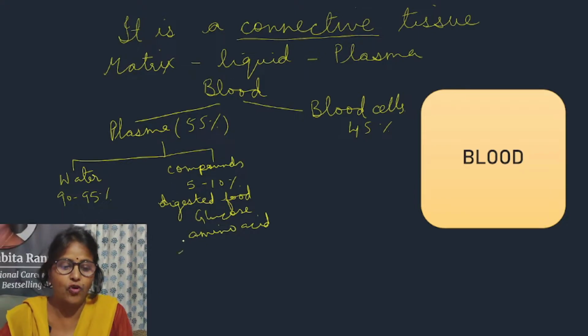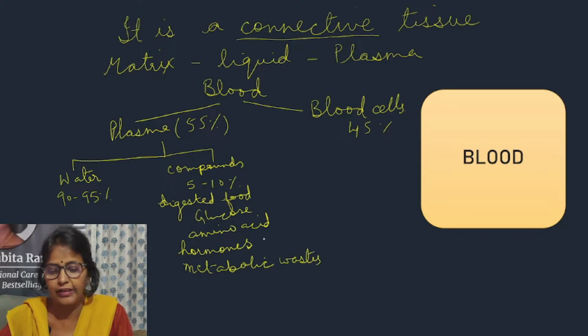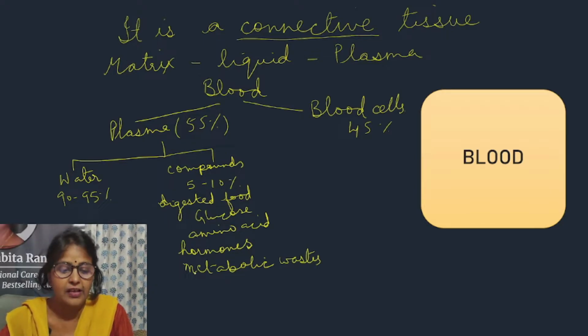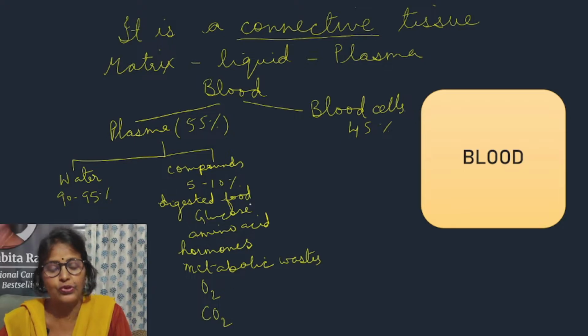it can have hormones. You know, hormones are directly released into the blood, so it can have hormones. After excretion, metabolic waste is taken to the kidney through blood only, so it also has metabolic waste. So 90 to 95% of it is water, and 5 to 10% are different organic and inorganic compounds, which are glucose, amino acids, hormones, metabolic waste. Gases are also transported through this, so we have O2, CO2. These are different substances present in the plasma.